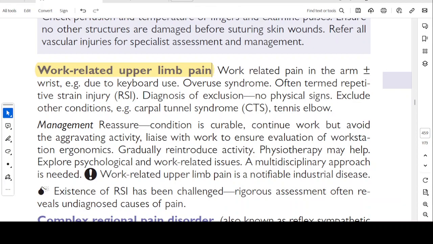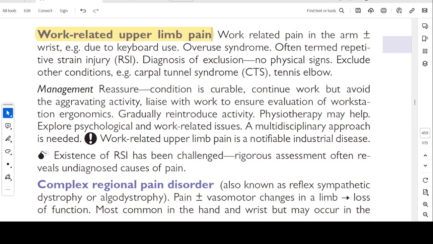Work-related upper limb pain. Work-related pain in the arm and wrist due to keyboard use. Overuse syndrome, often termed repetitive strain syndrome or RSI. It's a diagnosis of exclusion. No physical signs will be there. Exclude other conditions, for example carpal tunnel syndrome, tennis elbow, etc.